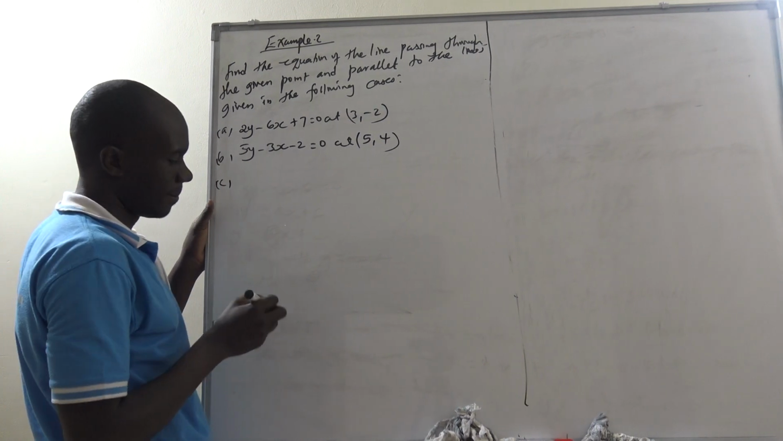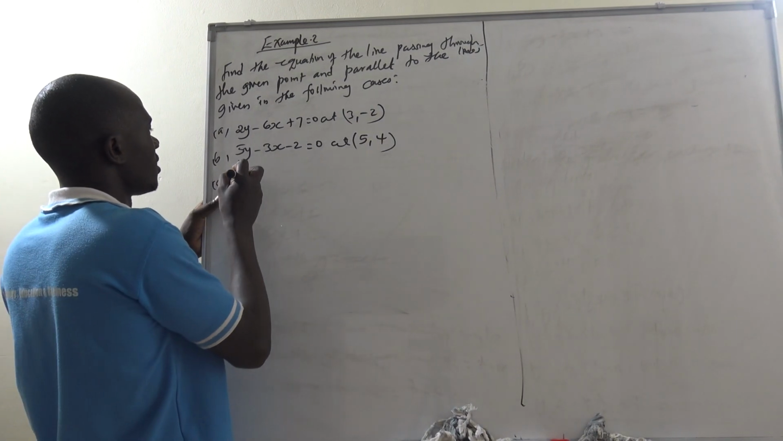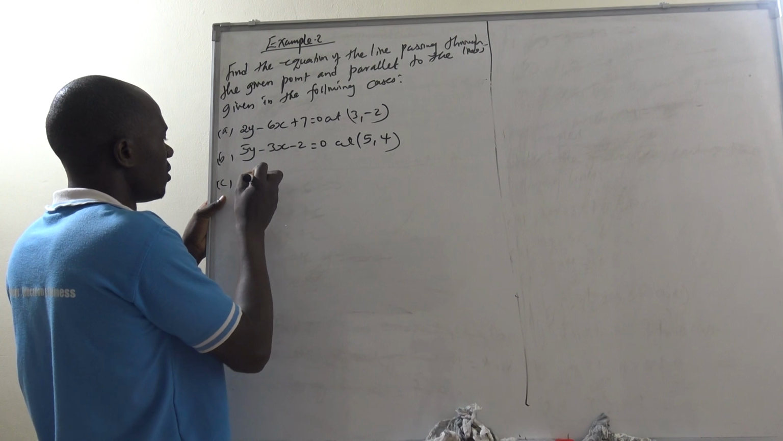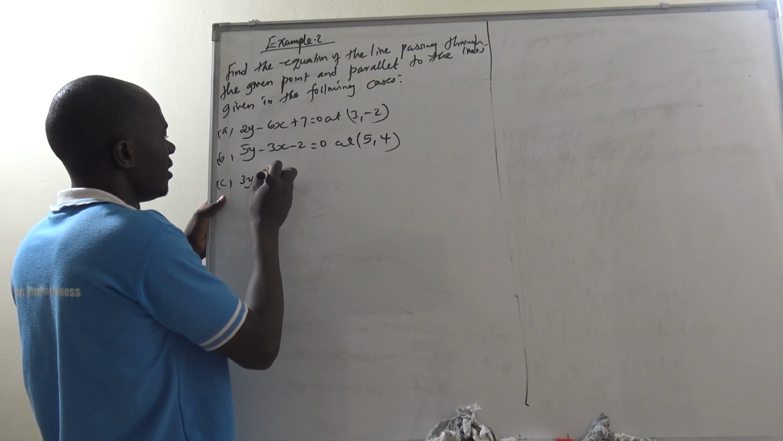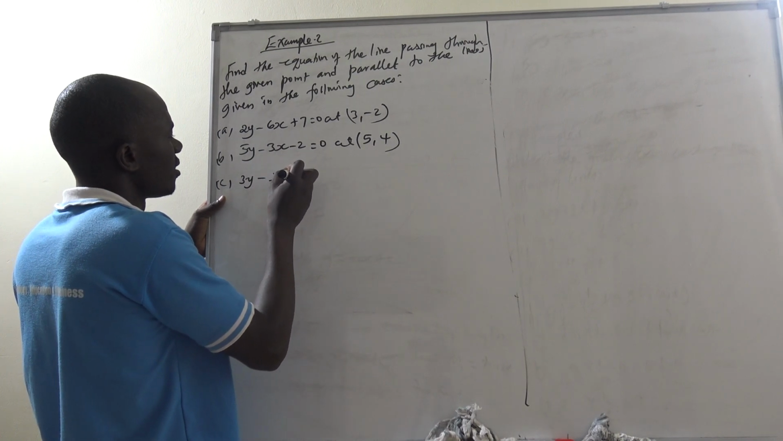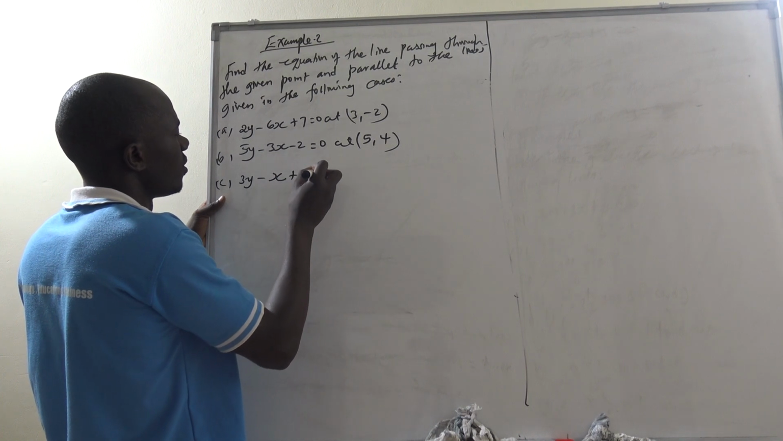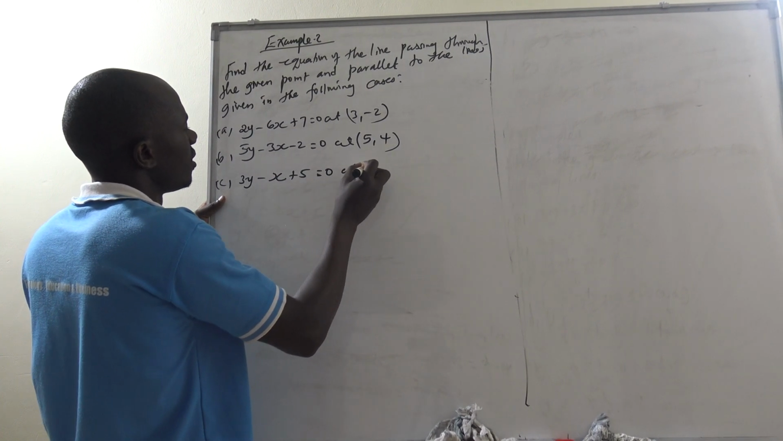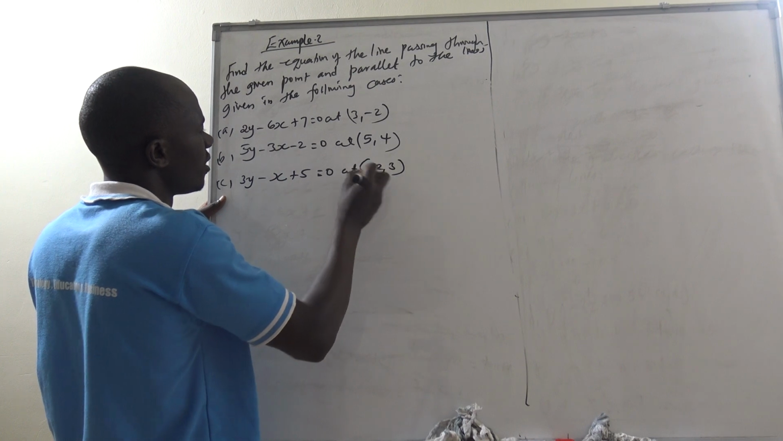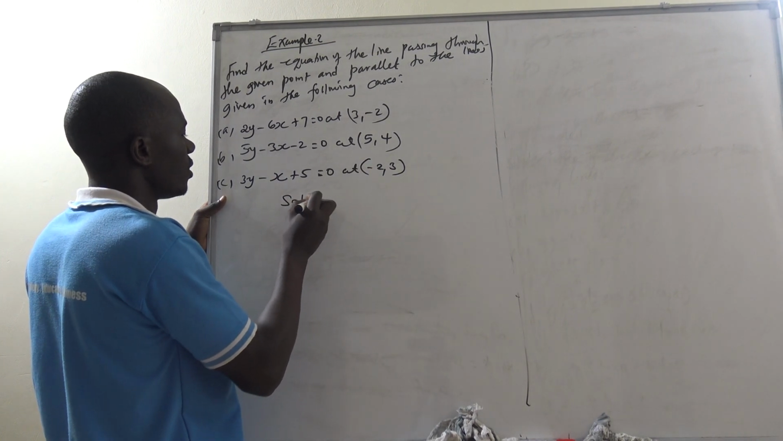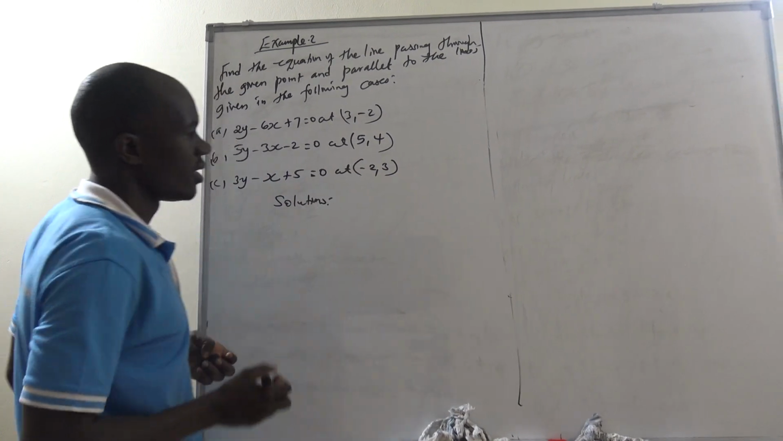Part C, can say 3y minus x plus 5 equals 0 at -2, 3. Let's try to look at solutions for these cases.